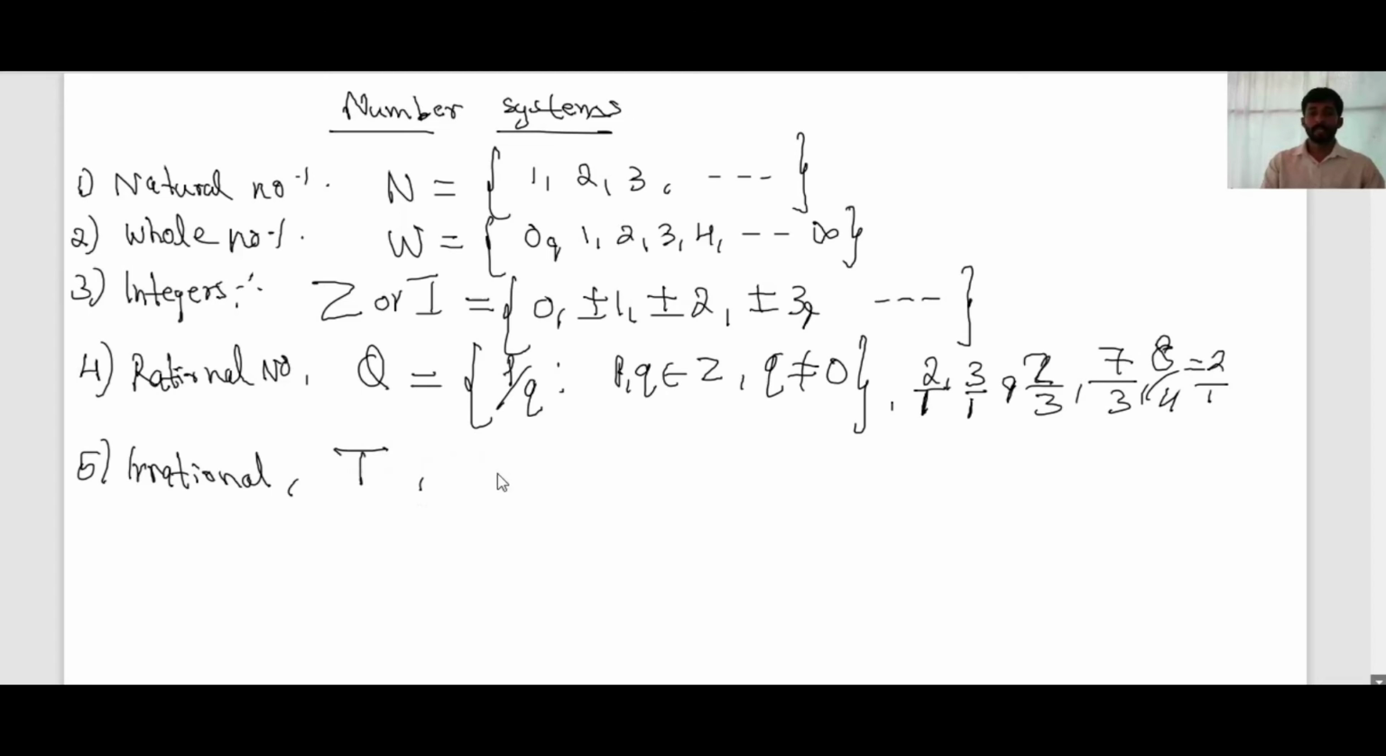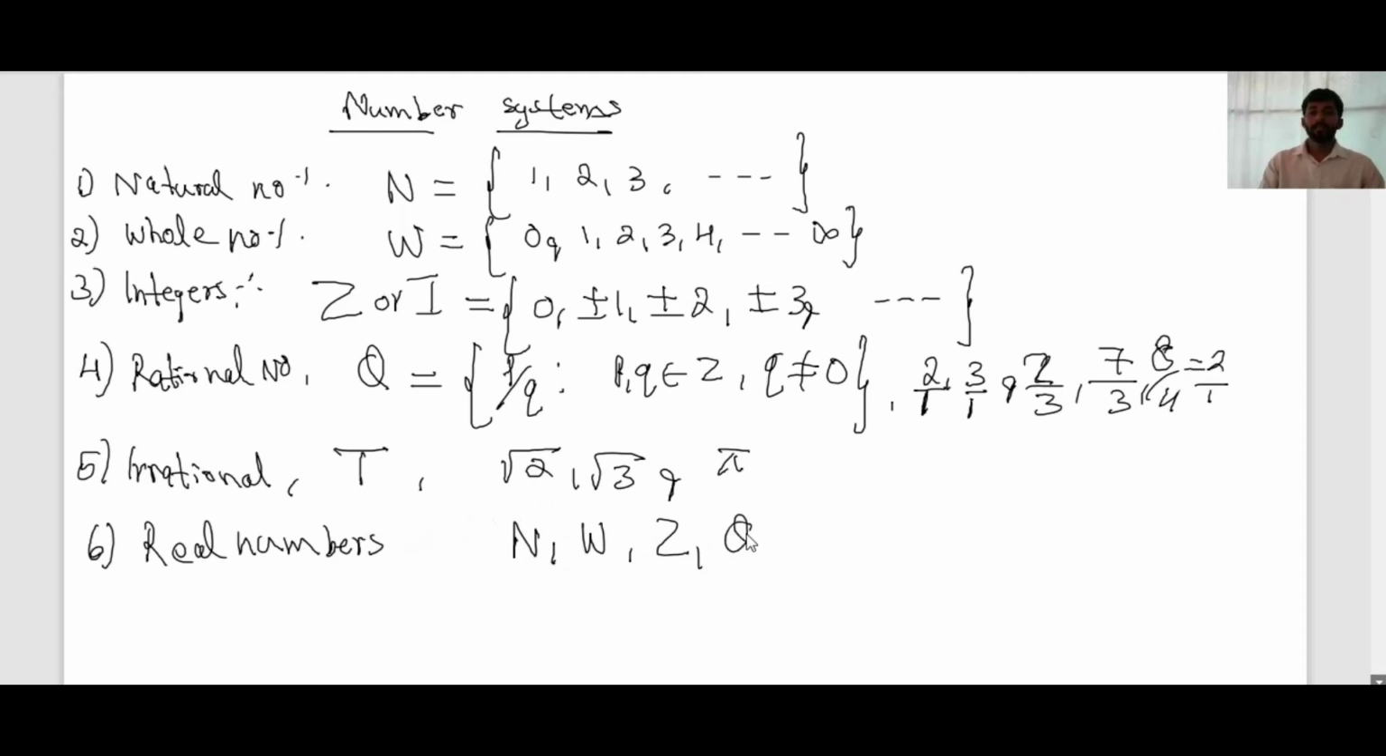We call them irrational numbers, like root 2, root 3, pi. Pi means, you know, right, value 22/7. All these are examples for irrational numbers. Okay, final number system, that is real numbers. Okay, real numbers means that includes natural numbers, whole numbers, integers, rational numbers, and irrational numbers. All these numbers together we call real numbers and denoted by capital letter R.